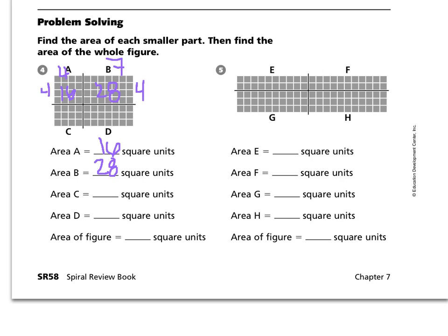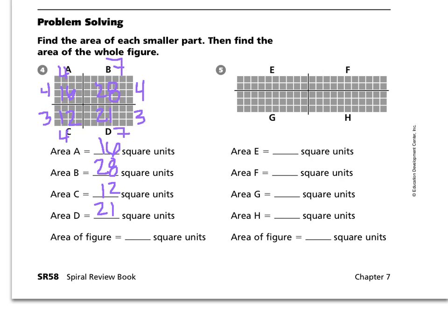Show your work so I know how you got your answer. C is a 3 by 4, which is 12. And I know that letter D is a 3 by 7, which would be 21. Now I'm going to use that information to find out how much there is altogether.